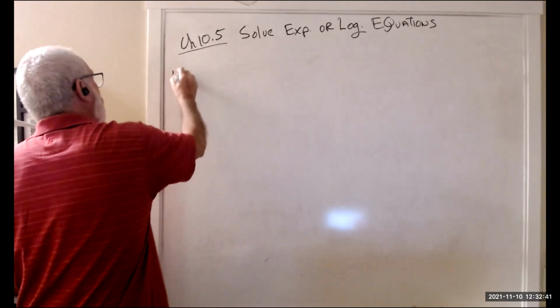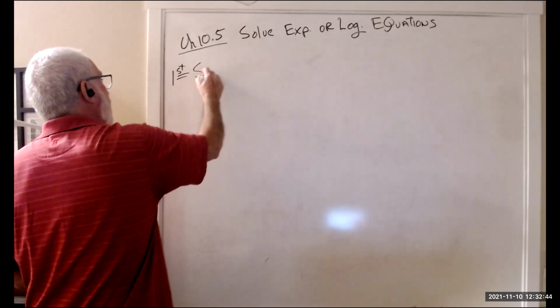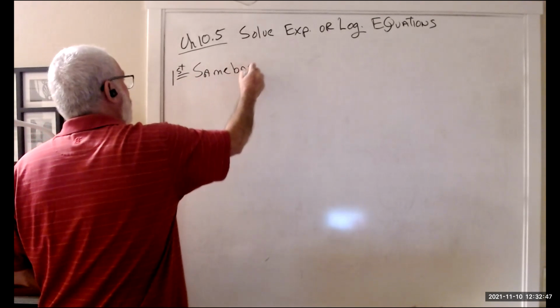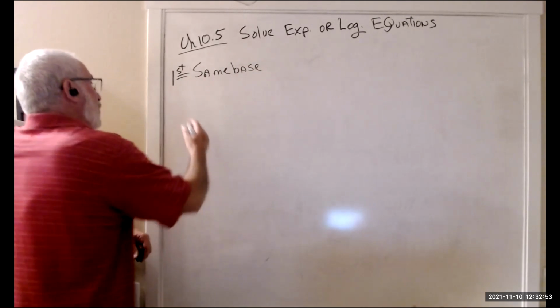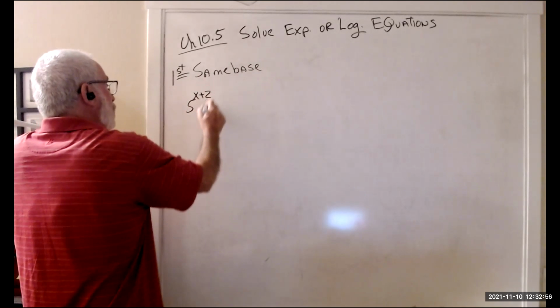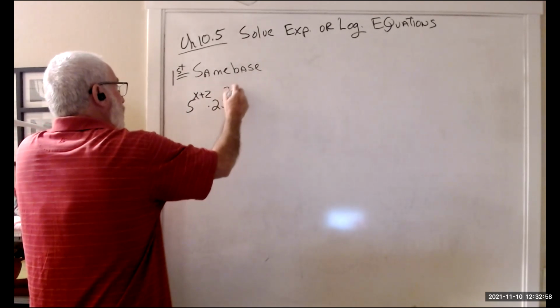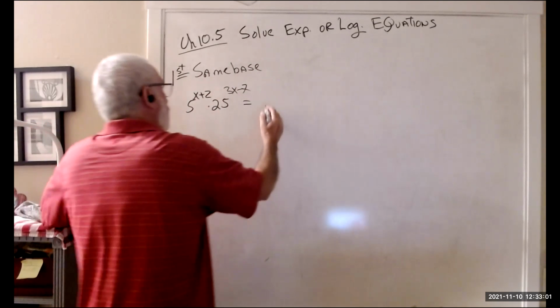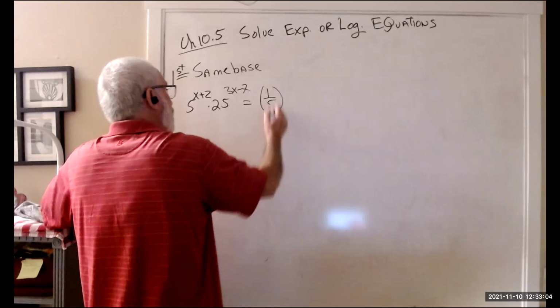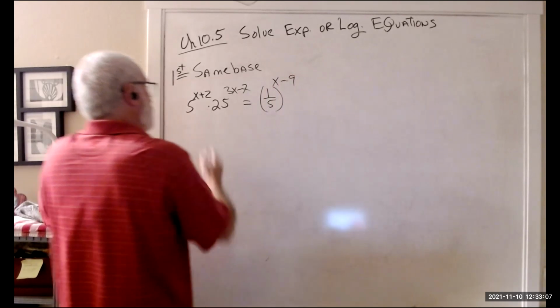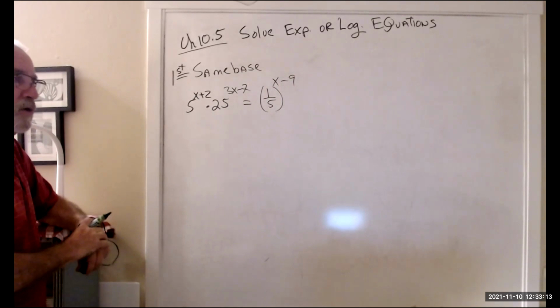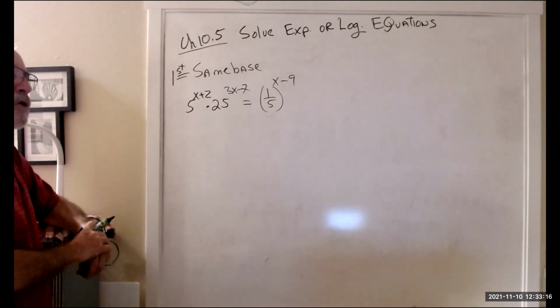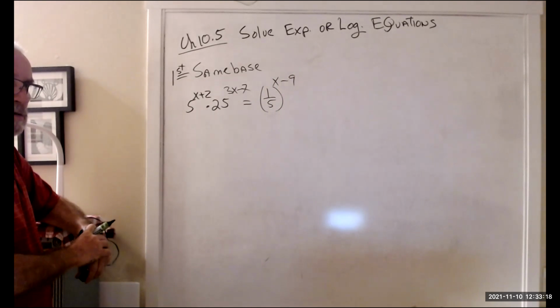So the first exponential is same base. And we've already talked about that. That was something we did our very first night. For example, if you had 5^(x+2) times 25^(3x-7) equals (1/5)^(x-9). Now I'm going to walk you through this, okay? But this is a fair question to put on exam number 3, because we've gone over it and over it.